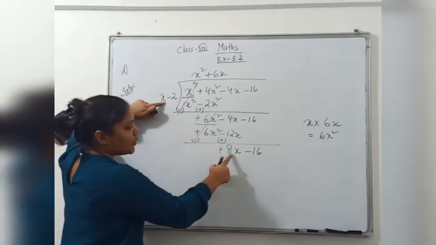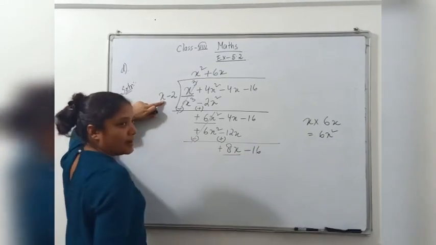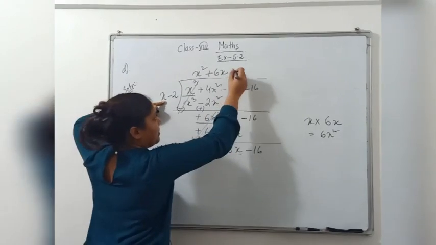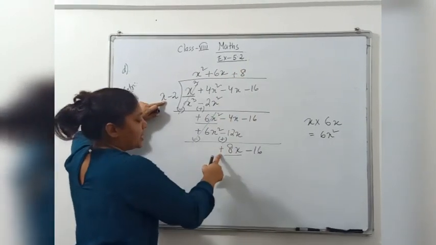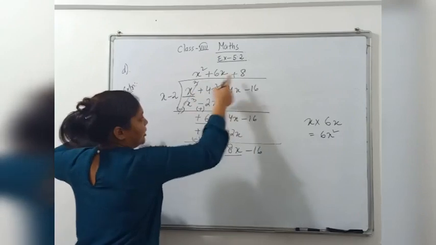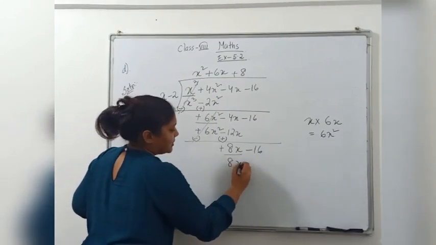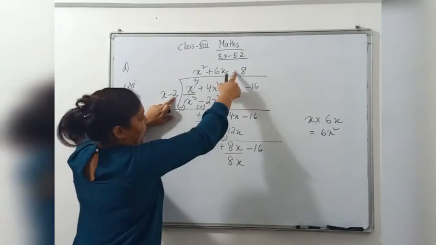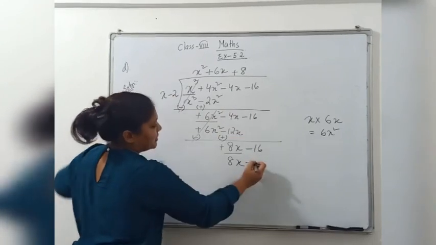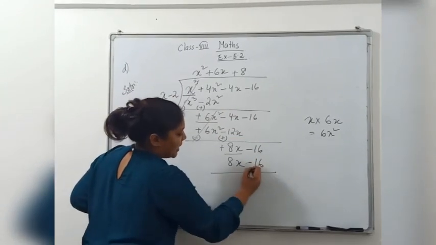Now again what number do we need? We have x. We need 8x. Clear? So what are we going to add here? Plus 8, because here is plus sign. So x into 8 is 8x. Then again minus into plus, minus. 2 8s are 16. Now you change the sign.